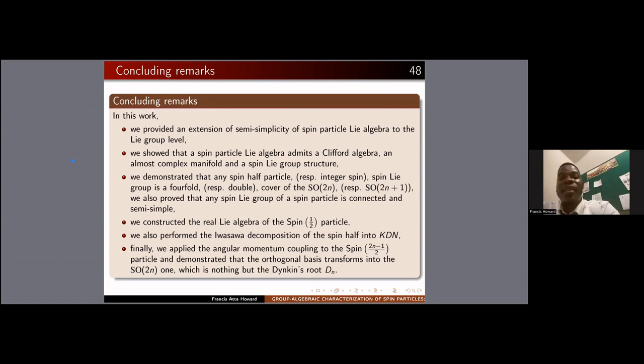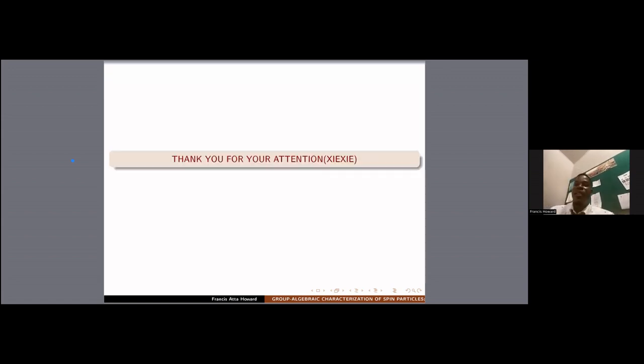We constructed the real Lie algebra of the spin half particle. We also performed the Iwasawa decomposition of the spin half into the compact, the diagonal, which is abelian, and the nilpotent. Finally, we applied angular momentum coupling to the spin 2n-1 particle when we look at the quantum form. And we demonstrated that the orthogonal basis transforms into the SO2N1. And this is nothing but the Dynkin roots DN. This ends the talk. Thank you.